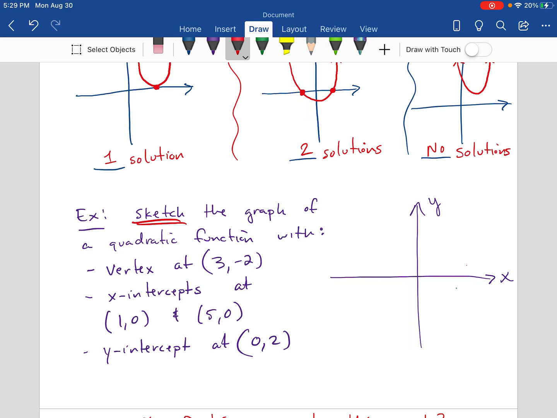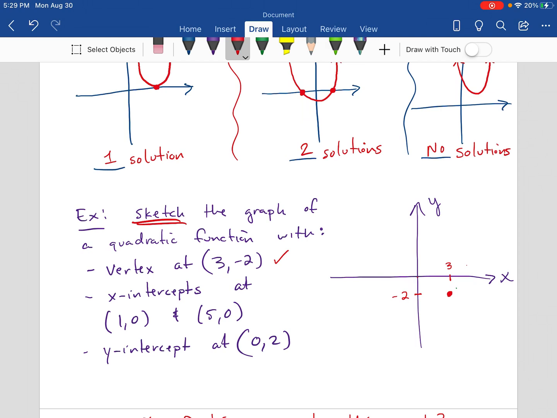All right, so the first example says sketch the graph of a quadratic function with the vertex at (3, -2), x-intercepts at (1, 0) and (5, 0), and y-intercept at (0, 2). I'm going to try and graph (3, -2). If I start from my origin at (0, 0), I go to the right and down. So I'm going to go right 3, and put a 3 here, and then go down 2, so that's a -2. Where those meet, I'm going to plot a point. That is my vertex.